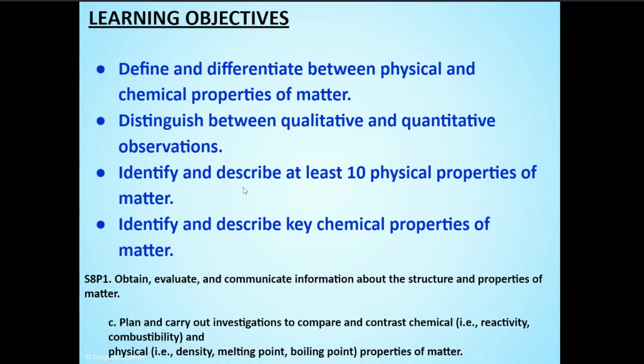So if we go through the objectives really quick, I covered some of those really partially, but I want to make sure I touch exactly what we're going to be going over. So first, we're going to define and differentiate between physical and chemical properties, distinguish between qualitative and quantitative observations, be able to identify and describe at least 10 different physical properties of matter, identify and describe key chemical properties of matter. This is going to cover the standard from the state, S8P1, obtain, evaluate, and communicate information about the structure and the properties of matter, and then the element C, plan and carry out investigations to compare and contrast chemical and physical properties of matter.